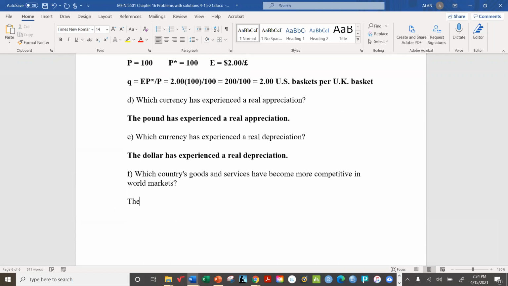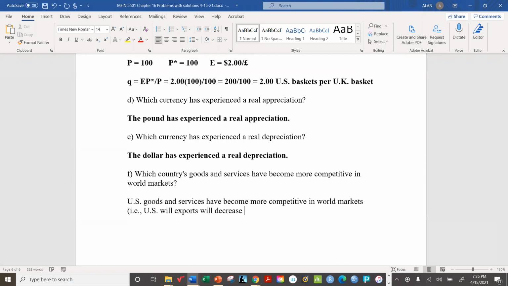And as a result, US goods and services have become more competitive in world markets. In other words, US exports will increase, and US imports will decrease.